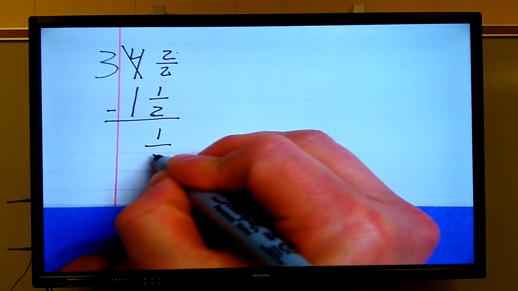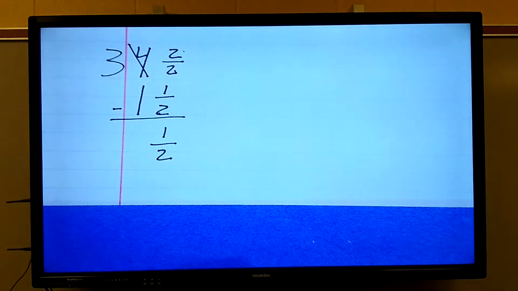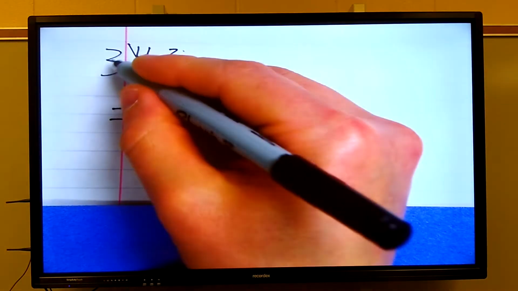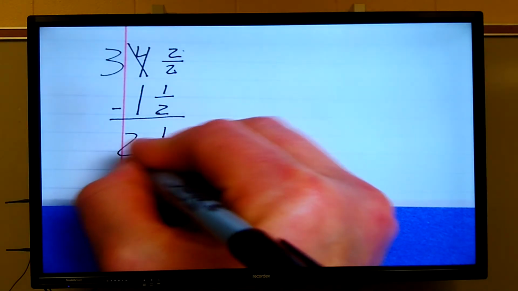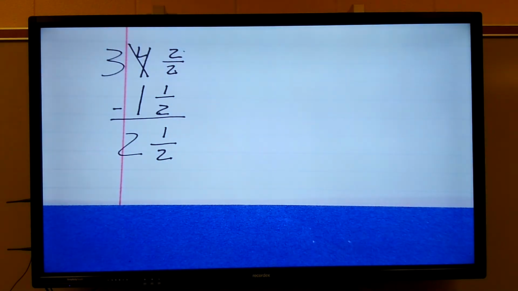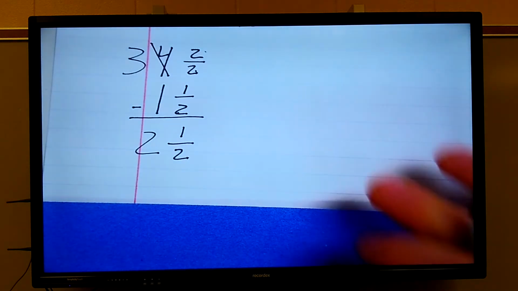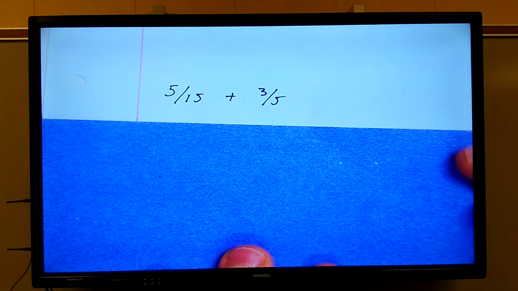My denominator stays the same. Is that an improper fraction? No. Is that in simplest form? Yes. 3 minus 1 is 2. And there's my answer: 2 and 1/2. Didn't even take a minute to get it done. All right. Last one for review.